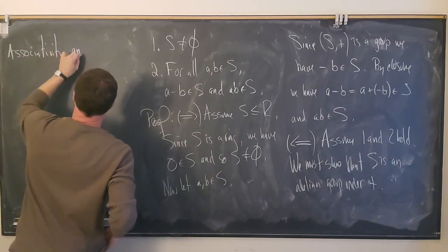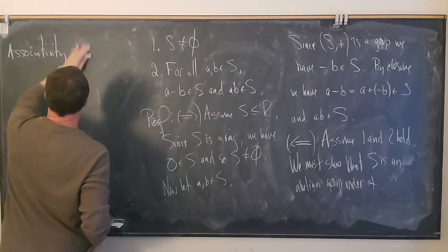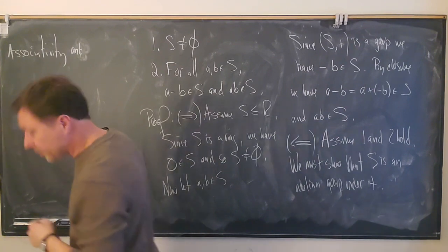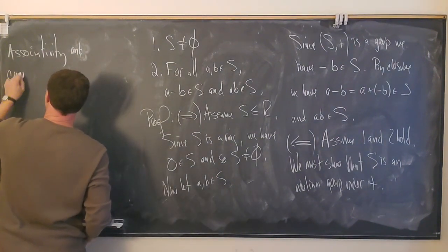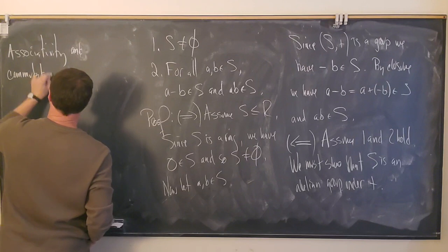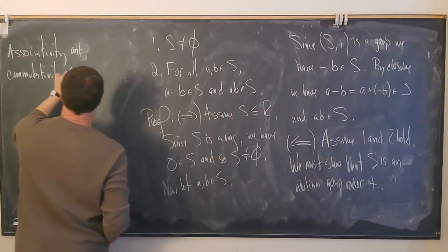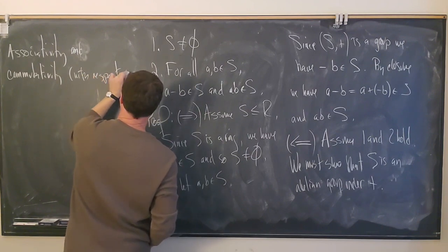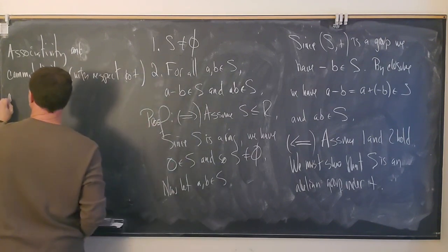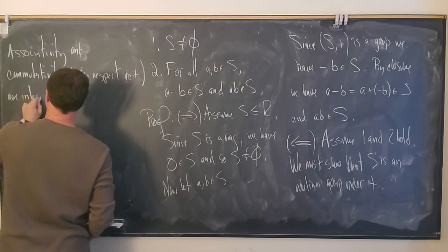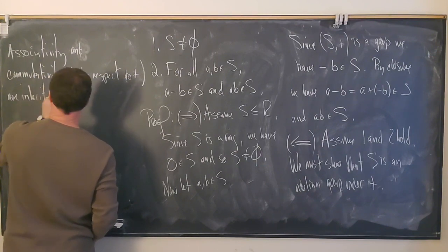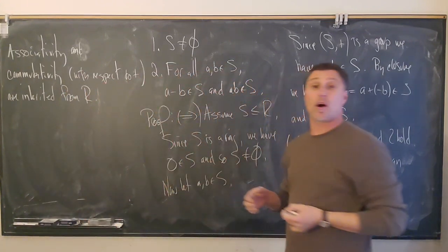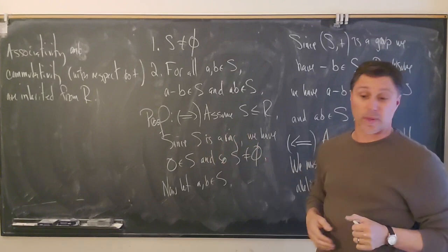Associativity, and what else? And commutativity with respect to plus are inherited from R, right? We already know we're in a ring R, and so it's commutative. It's an abelian group with respect to plus.